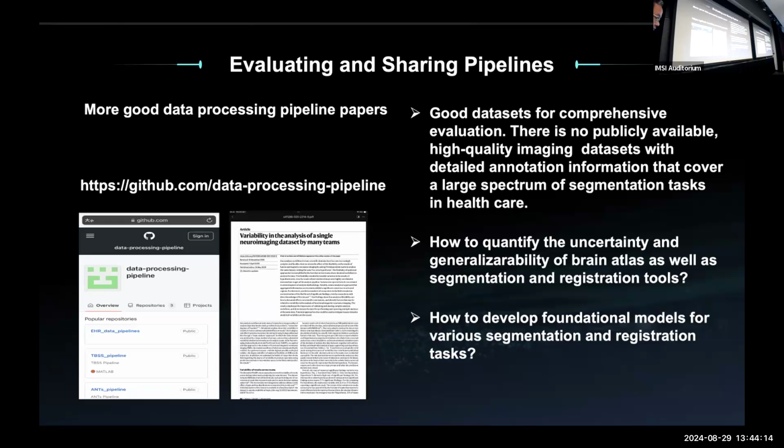And I think for imaging pipelines or imaging processing, in our field or in general, and for the people working in these areas, we need more good data pre-processing pipeline papers that really tell us what each step is doing. What's the fundamental logic behind it? That's so important.